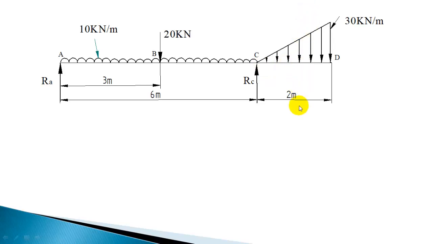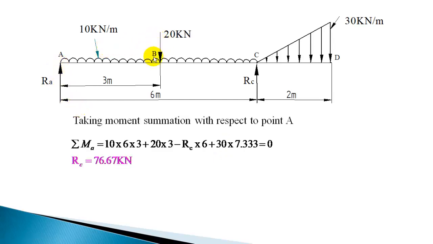So 30 into 7.333. That will be the moment summation, equal to 0. So by taking the moment summation, 10 into 6 into 3 plus 20 into 3 minus RC into 6 plus 30 into 7.333, that is 6 plus 1.333, is equal to 0, or RC is equal to 76.67.